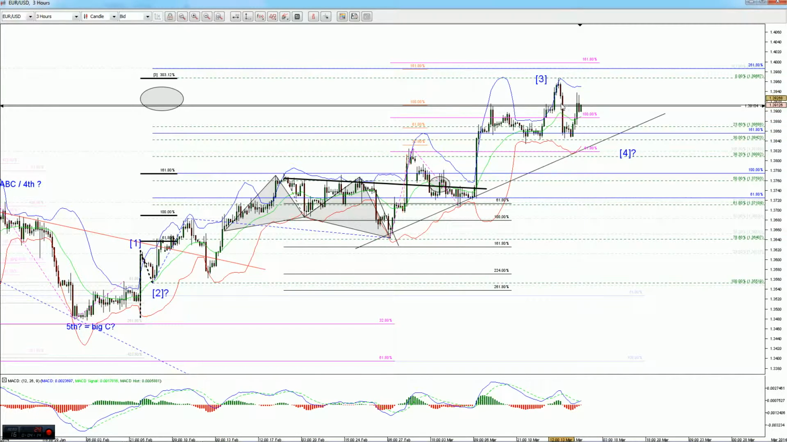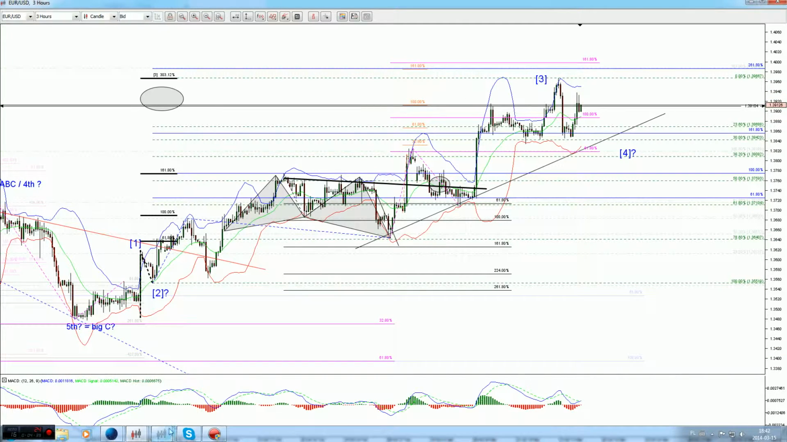But this alone is not enough for the fourth corrective wave. So there should be an A, a B, and a C. So it should take a bit longer, because this was short. The second wave was quite quick, so this will take time. It should at least. So that's the situation on the 3 hours chart.